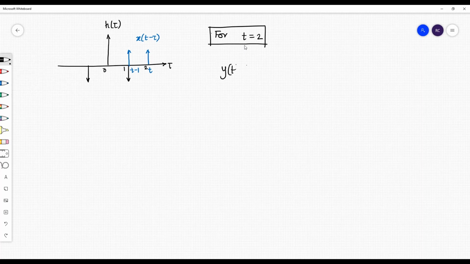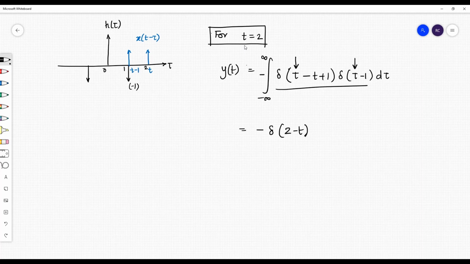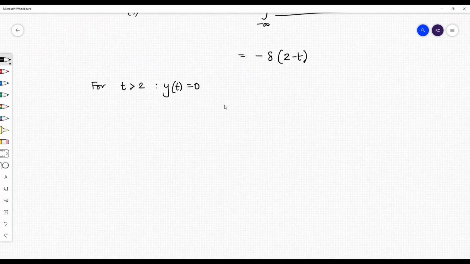And how can we write this? There's only one overlap, and therefore this is the output. We can also say that for t greater than 2, y(t) is equal to 0, just like how we wrote earlier for t less than minus 1, y(t) is equal to 0. Now we've got to sketch the output, right?